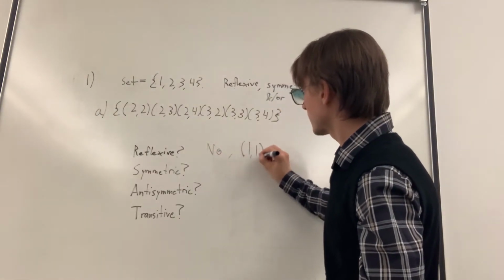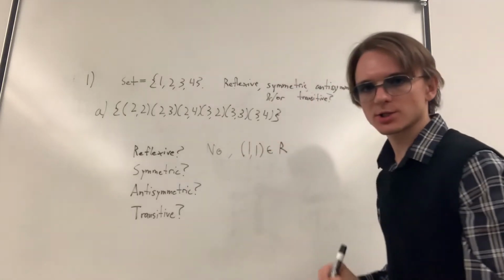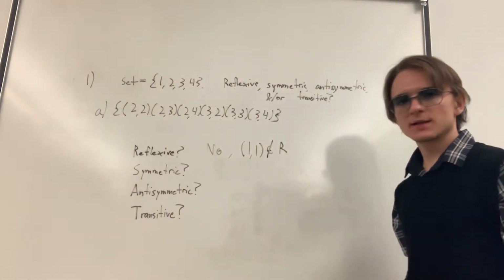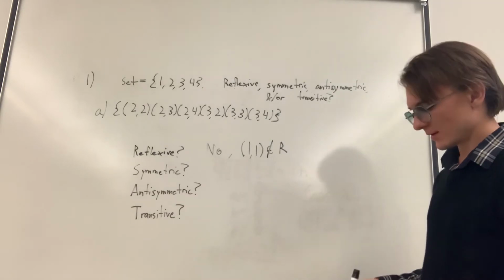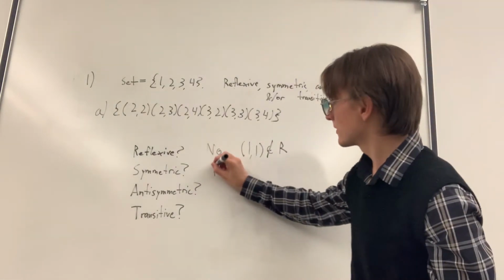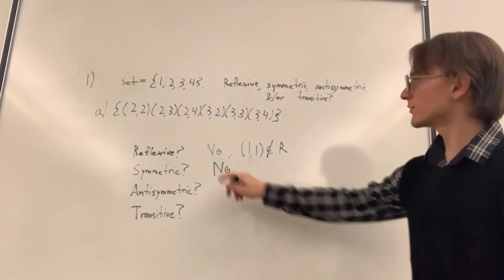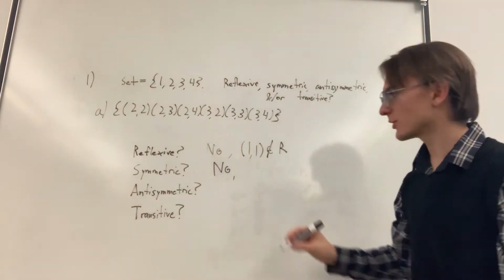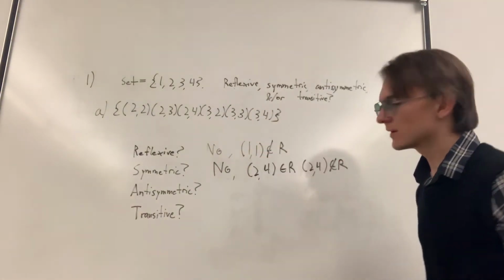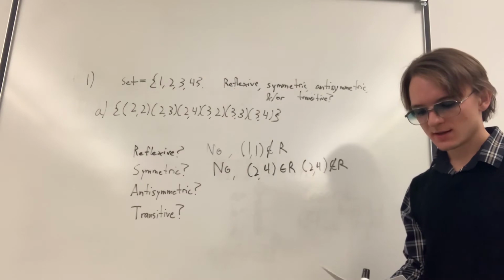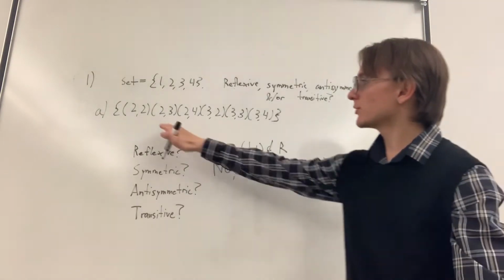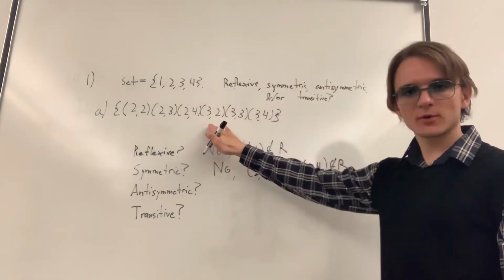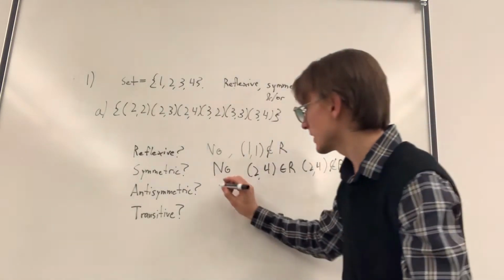1, 1 is not in the relation. Is it symmetric? Well, no as well. For example, we have 2, 4, but we do not have 4, 2. Is it anti-symmetric? No as well. We have 2, 3, and we have 3, 2, a case of symmetry.